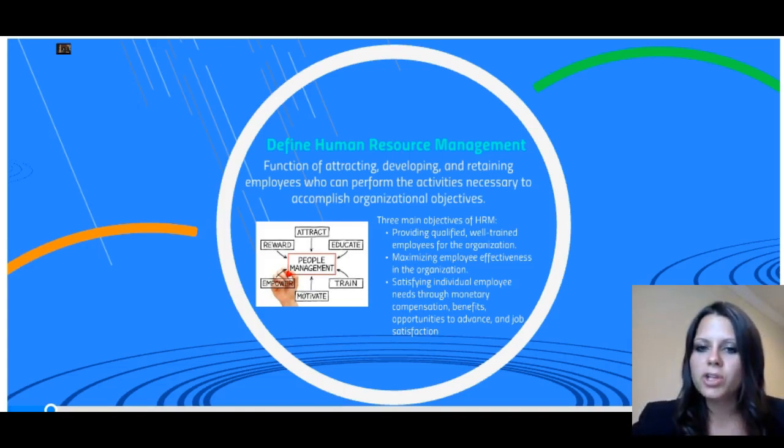We also focus in human resource management on how to maximize those resources. We want to make employees more productive and more effective in the organization. Finally, satisfying individual employee needs is an important way to retain those employees, and that can be done through monetary compensation, other benefits, opportunities for growth and development on the job, and ultimately job satisfaction.